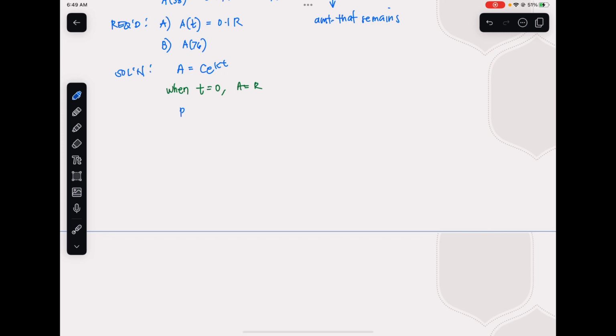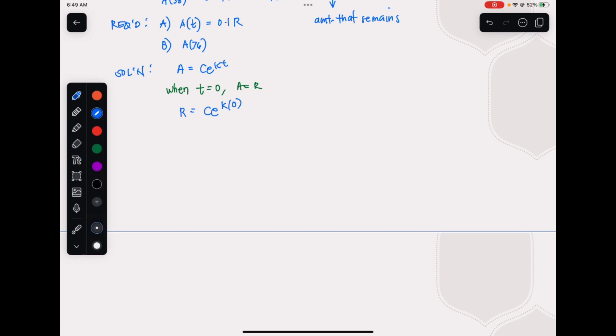So A is equal to R, which is equal to C e raised to K times 0, since the time is 0. From here, e raised to 0 is equivalent to 1. Therefore, C is actually equal to R. And now that we have R, we substitute it into our original equation. So A is equal to R e raised to KT.